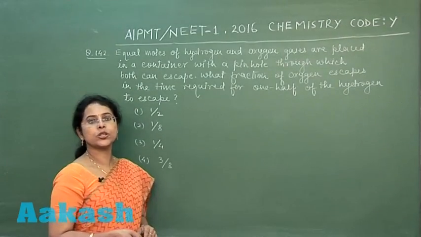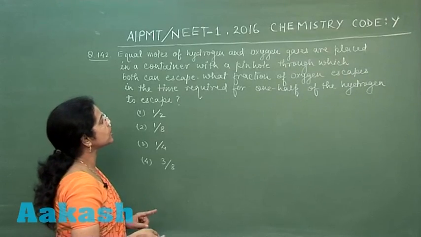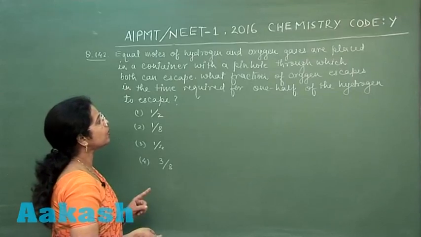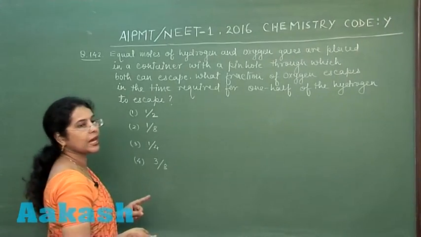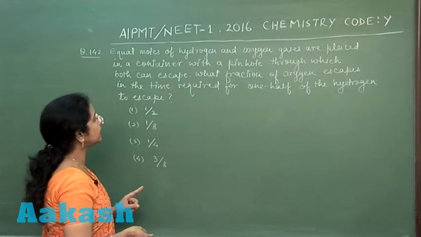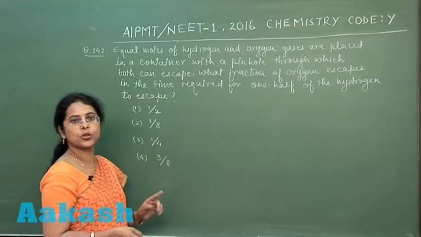So let us see the next question. Question number 142. Equal moles of hydrogen and oxygen gases are placed in a container with a pinhole through which both can escape. What fraction of oxygen escapes in the time required for 1/2 of the hydrogen to escape?